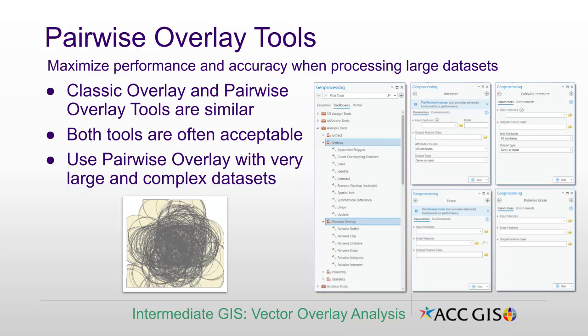And you'll notice that a bunch of the geoprocessing tools are similar. For example, I have the intersect tool open as well as the pairwise intersect tool, and they look very similar. And as a matter of fact, the intersect tool even has a message at the top that says the pairwise intersect tool provides enhanced functionality or performance. So when would you use one and when would you use the other? Well, it just depends. If you have a small data set, you can use either. But if you have a very large and complex data set, then you're going to want to use the pairwise overlay tool. So if you're just going to buffer one feature, then just use the buffer tool. But if you're going to buffer thousands of features, use the pairwise buffer tool.